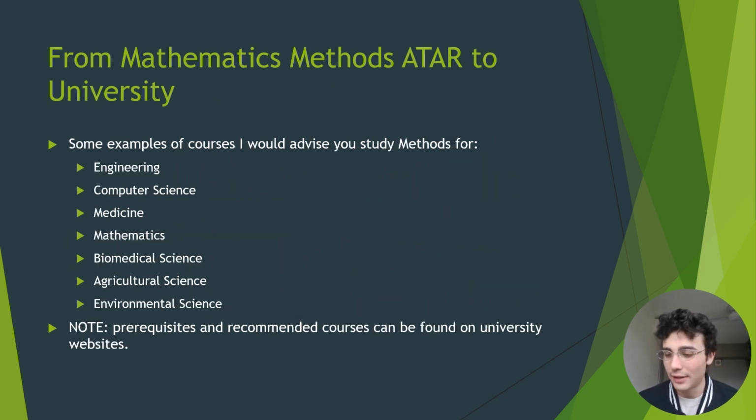So some of the courses I've found online by checking through, for example, UWA and Curtin: engineering, computer science, medicine, maths, higher math, that is tertiary mathematics, biomedical science, agricultural science, and environmental science. Those are all examples of courses that have Mathematics Methods as prerequisites. But if your course isn't on there, you can find that on the university websites. And it'll be different depending on the university. So if you're interested in going over east or also internationally, there will be requirements associated with that as well.